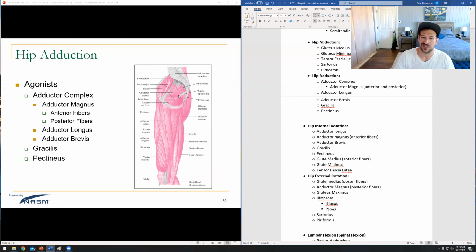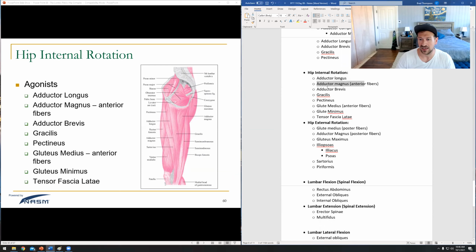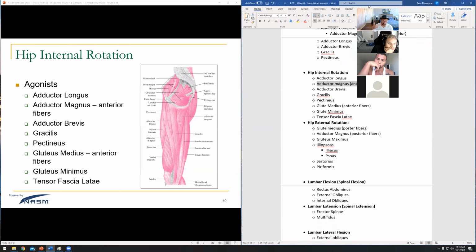Just while I'm at it. Hip internal rotators. Those are some of the adductors, right? Longus, magnus, brevis. Although when it comes to the magnus, remember, when it comes to internal rotation, that's only the anterior part because it's attached in the front. That's why it pulls in. The posterior fibers actually do the external rotation.